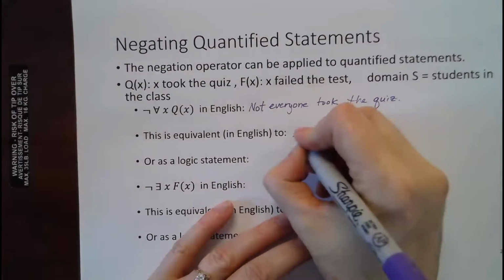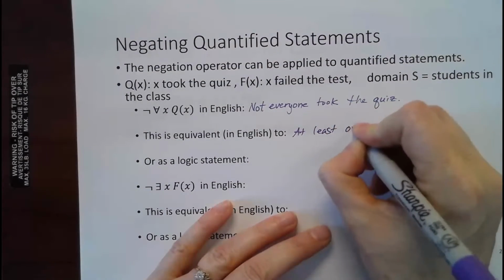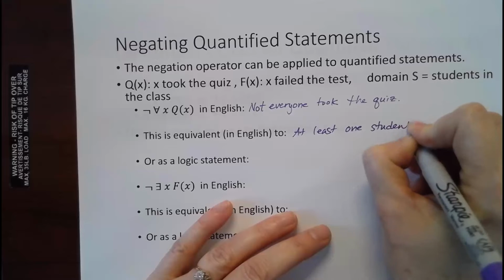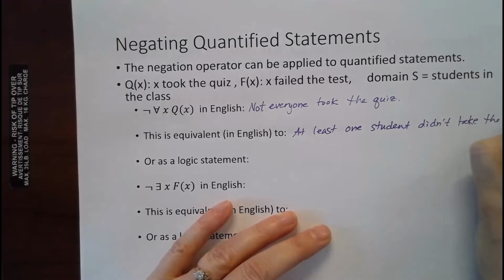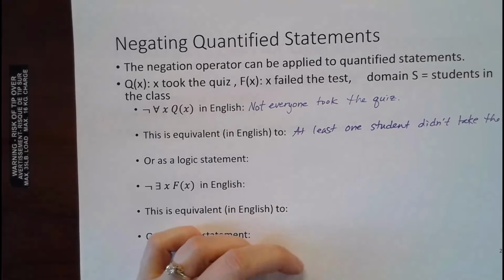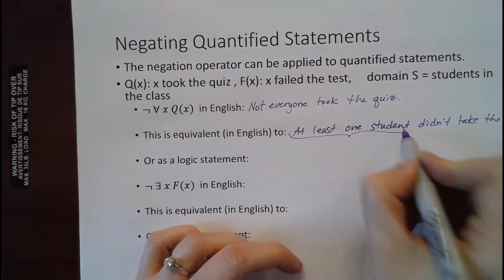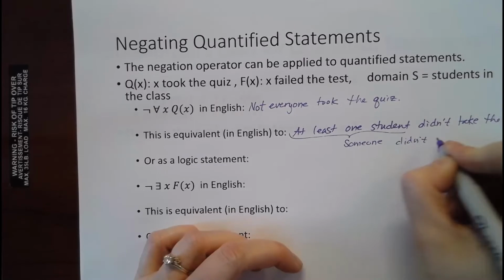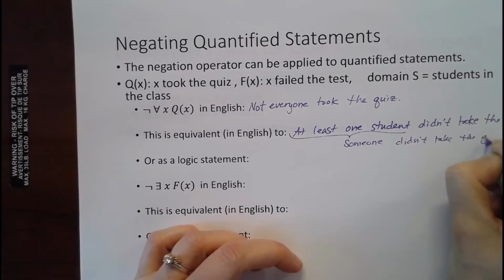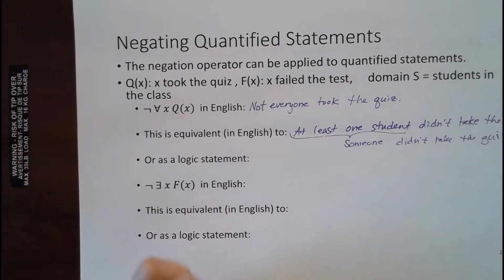Yeah, so at least one student didn't take the quiz. Or you might even say someone didn't take the quiz. And at least in terms of English, that's a lot easier for us to understand than saying not everyone, and you're like, what is that? But here, someone didn't take the quiz, that's pretty clear to all of us.